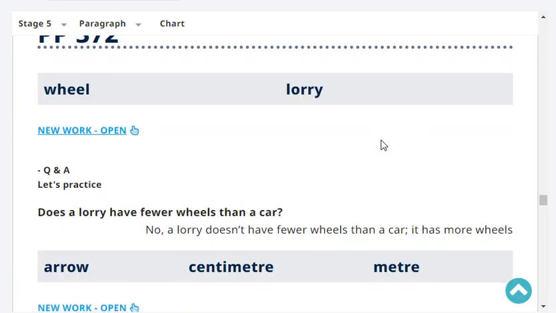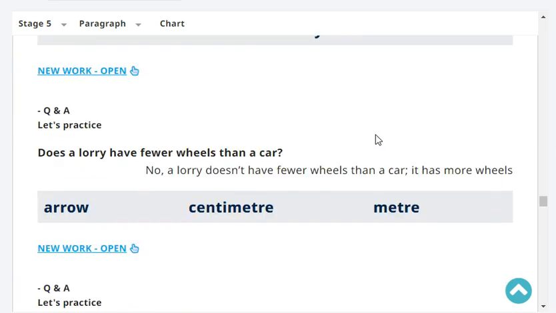Very good. Okay, next. Does a lorry have fewer wheels than a car? No, a lorry doesn't have fewer wheels than a car. It has more wheels than a car.